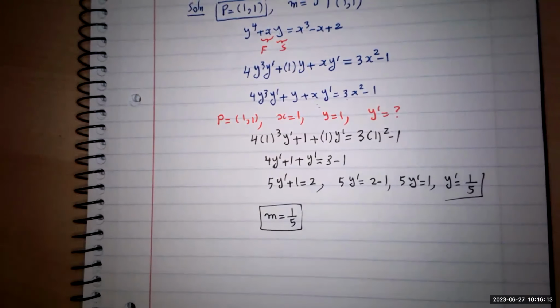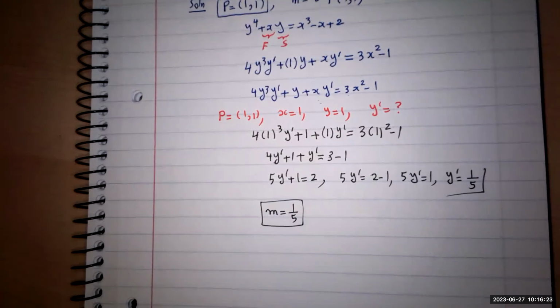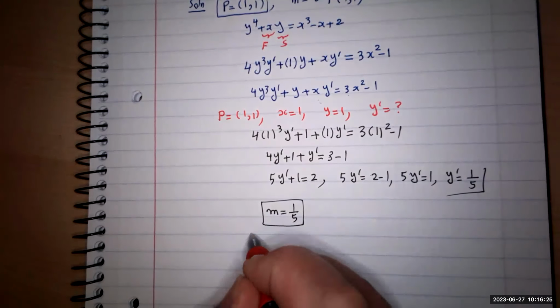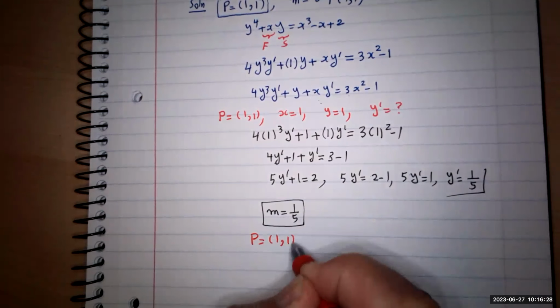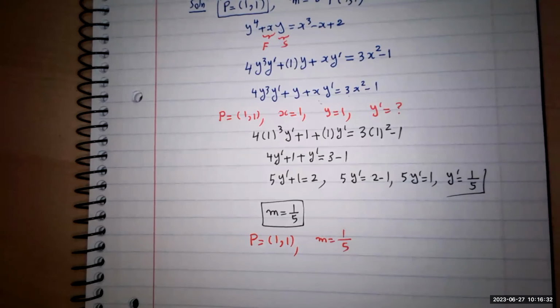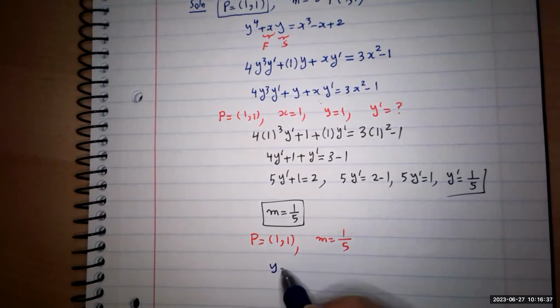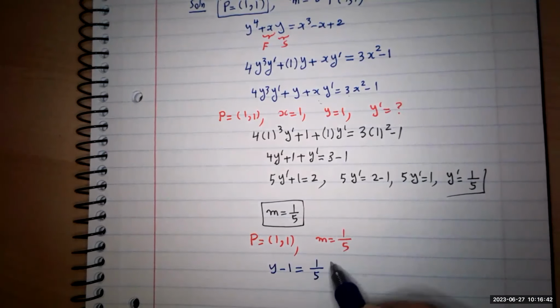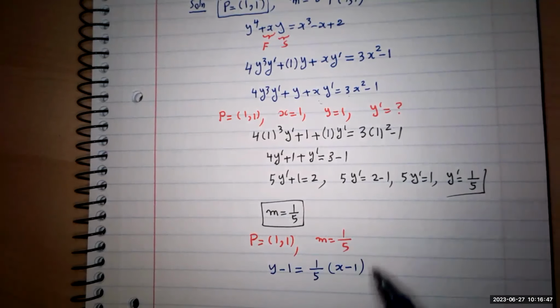Any questions? Again, pay attention, so you don't miss any signs. So we have the slope and a point, so we can find the equation of the tangent. The point is (1, 1), the slope is 1/5. Equation of the tangent line: y minus y1, y minus 1, equals m, a fifth, times x minus x1, x minus 1. So you have to simplify it.